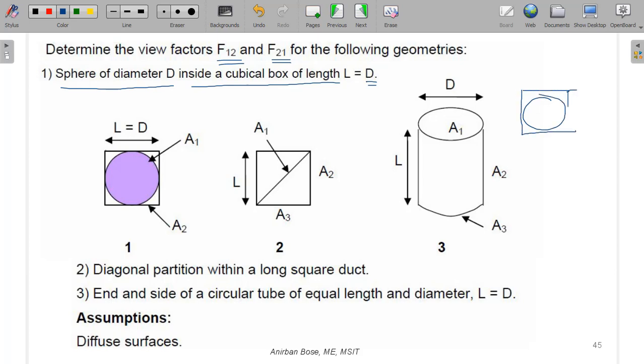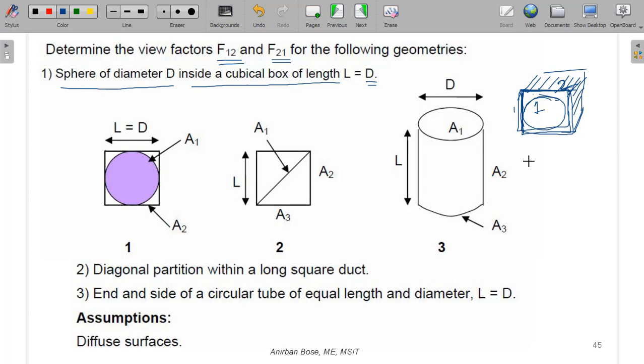So what you do is consider this spherical surface as 1, and this box surface as 2. We are not considering each face separately, but all of these surfaces as a whole as 2. I am just showing it from the front view. Basically the surface is like this, as you can understand. So this is the surface we are considering as 2, and 1 is the outer surface of the sphere.